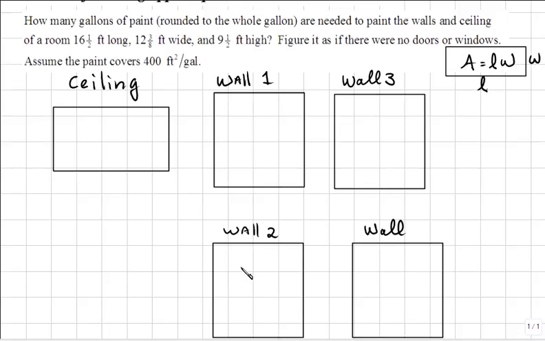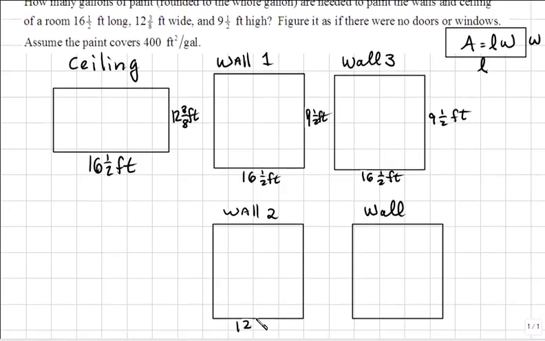Let's now label each one of these 5 rectangles with the different dimensions. If the room measures 16.5 feet long by 12 3/8 feet wide, for our ceiling it will be 16.5 feet long and 12 3/8 feet wide. For our first and third walls, it would be 16.5 feet long and 9.5 feet tall. So we'll label this as 16.5 feet long in each one of these, and 9.5 feet high. In these remaining two walls, for the width, they'll both be 12 3/8 feet wide, and they're also going to be 9.5 feet high again.